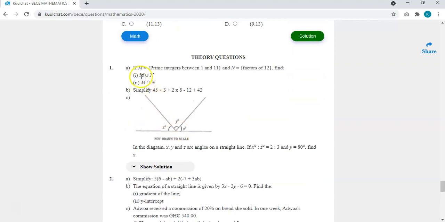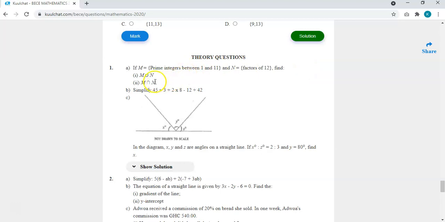So question 1 says if M is all the prime integers between 1 and 11, and N is all factors of 12, find (i) M union N and (ii) M intersection N. Okay, so union is listing all the elements in both sets from the lowest to the highest. And when an element occurs in both sets, it is written only once. So each of the elements will appear only once, and we arrange them from the lowest to the highest. So make sure that any element which is found in both sets should appear in the list of union.